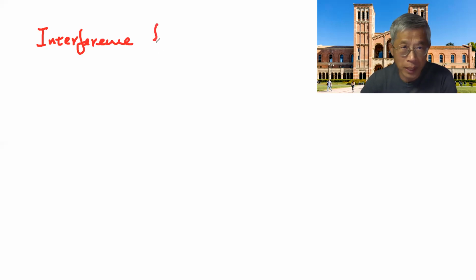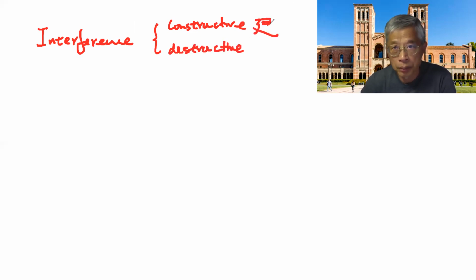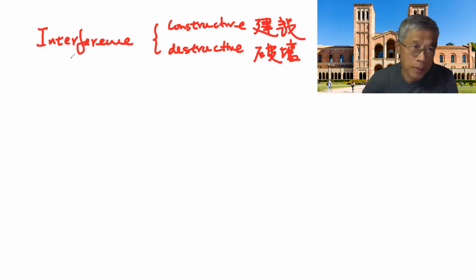Now we're going to talk about another behavior of light. Light can show interference, which we learned in AP Physics 1. Interference can be constructive, and it can be destructive. In Chinese, this is 建设性, and this is 破坏性, and this is called 干涉. This is based on the principle of superposition.